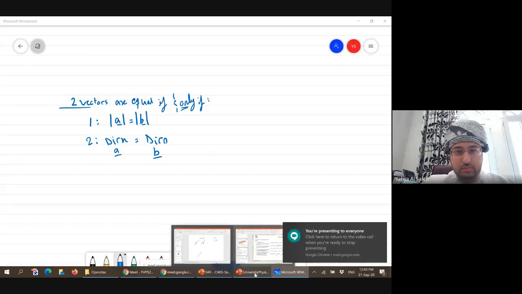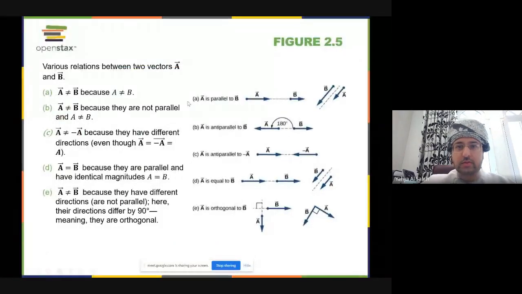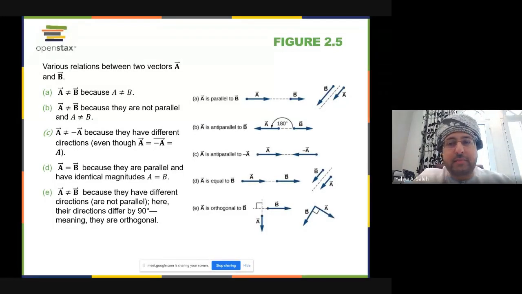Okay, so this is actually a rather good thing. Now we have multiple options here, A to E. Now A is parallel to B. They're both in the same direction, but their magnitudes are not equal. You will see that A is longer than B. So A is not equal to B. We cannot say they are equal.